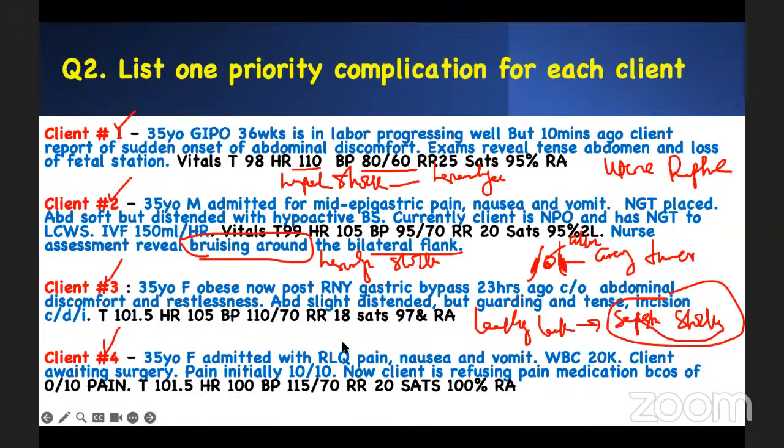The last one, right lower quadrant pain. Why count of that? Pain, all of a sudden, no pain. The appendix has ruptured, has developed what? Abscess. If it developed an abscess, we'll go into septic shock. So we have 2 septic shock and 2 hemorrhagic shock. So those are the complications this patient will be undergoing.